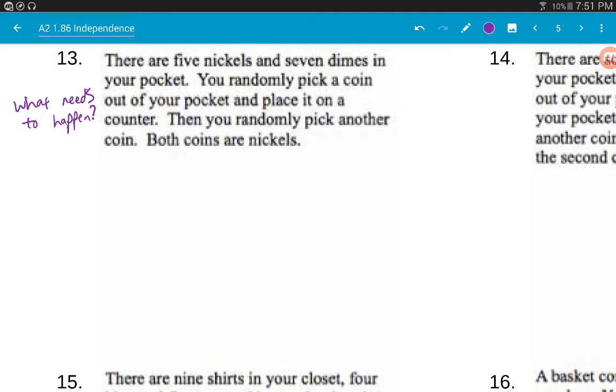There are 5 nickels and 7 dimes in your pocket. You randomly pick a coin out of your pocket and place it on the counter. Then you randomly pick another coin. Both coins are nickels. So I'm taking it out of my pocket and I'm placing it on the counter. So it's not going back in my pocket. These are dependent because it's without replacement. That's the key that tells me that these are dependent.